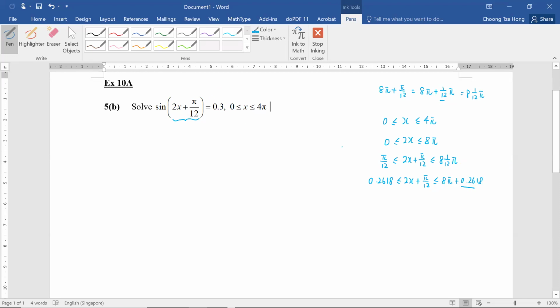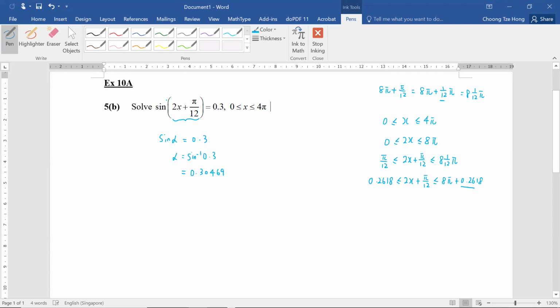Now that we have adjusted the range, we can start solving. The way to solve is to always find the basic angle. We let alpha be the basic angle, so we do sine inverse 0.3. Make sure your calculator is in radian mode. You should find the basic angle to be this value. Now we can start searching.